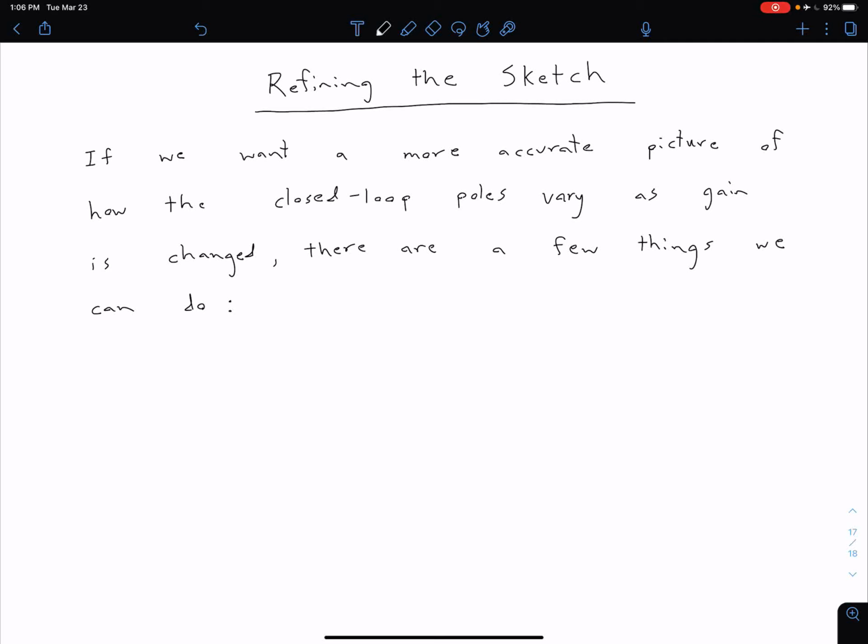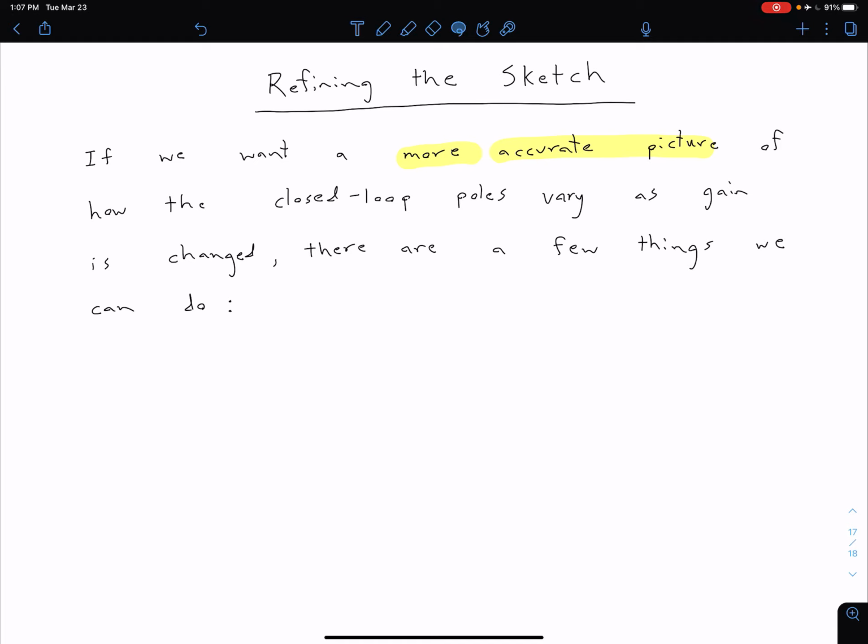After working through the previous example, hopefully now everybody's a little more familiar with how we can use those 5 simple rules to sketch a root locus. But now we want to ask ourselves, how can we make that more accurate? How can we get a more accurate picture of what our closed loop poles are doing as we're adjusting our gain?